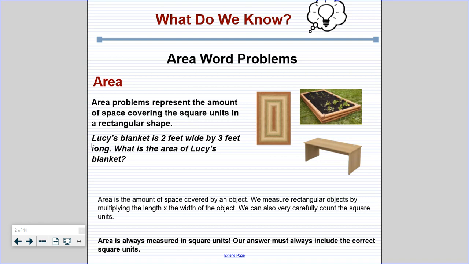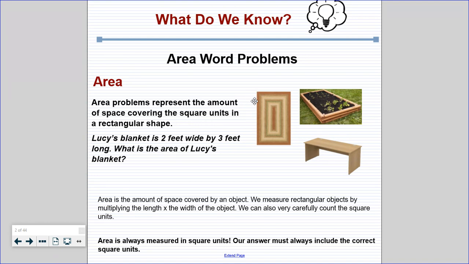Our answer for an area story problem is always in square units. Always, always, always. So, since this is 2 feet by 3 feet, then our answer is 6 square feet. You can use multiplication to solve and find the area of any rectangle if you know the length and the width. So here's some pictures of examples.